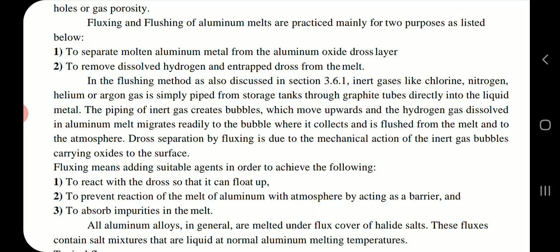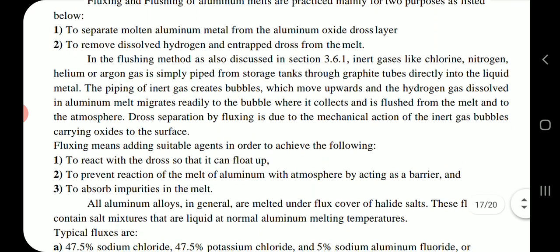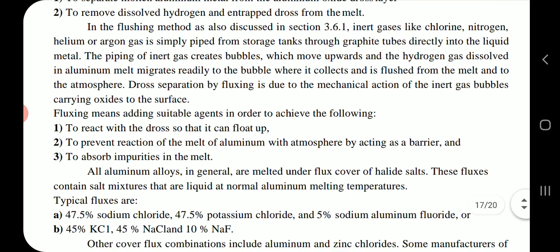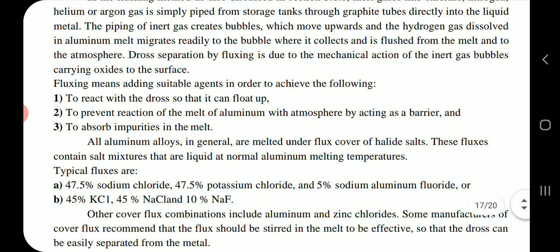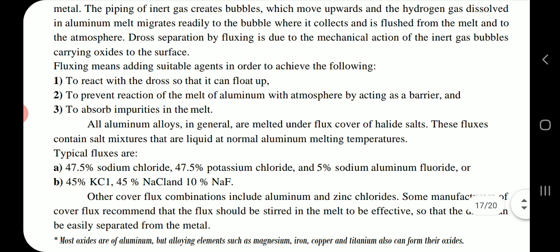Dross separation by fluxing is due to the mechanical action of the inert gas bubbles carrying oxides to the surface. Fluxing means adding suitable agents in order to achieve the following. First one, to react with the dross so that it can float up. Second one, to prevent reaction of the aluminium melt with the atmosphere by acting as a barrier. And third one, to absorb impurities in the melt.